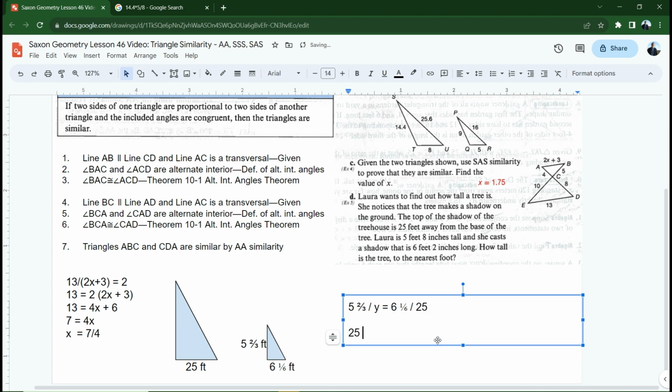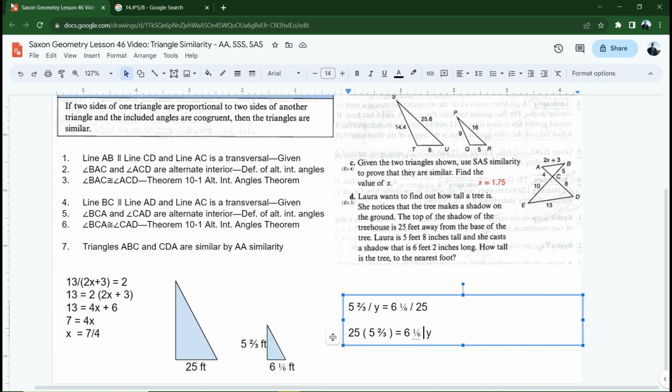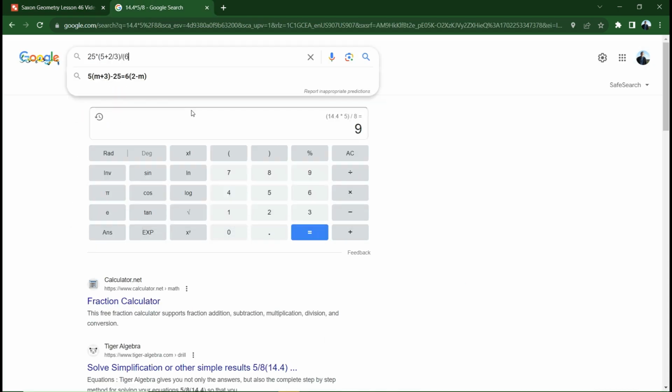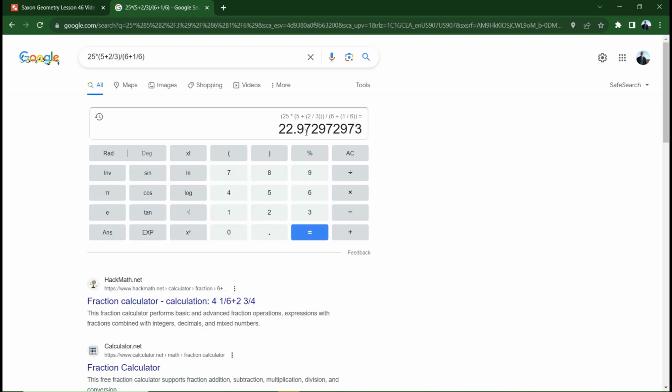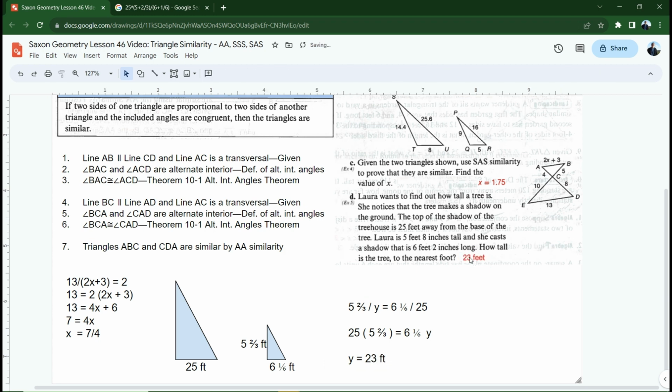Cross multiply, we get 25 times 5 and 2/3 equals 6 and 1/6 times y. All right, let's go ahead and do that. So I have 25 times 5 and 2/3, and I'm going to divide that by 6 and 1/6. That's going to give me 22.97. So y, the tree, must be 23 feet tall. And let's just make sure we got that right.